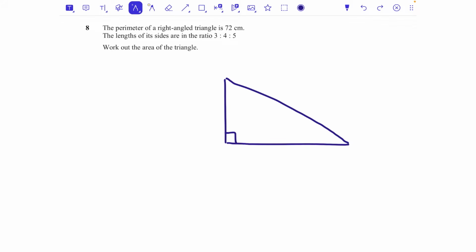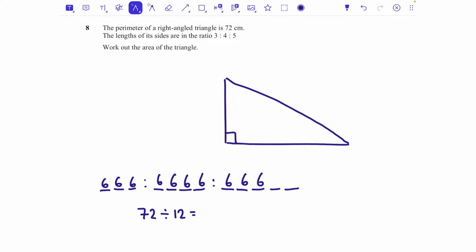So if we're sharing, we know that all the way around the outside, the perimeter is 72. So I'm going to share 72 in the ratio 3 to 4 to 5. So to do that, remember you've got 3 parts, 4 parts and 5 parts. So all together, I've got 12 parts. If I count up all those lines, I've got 12 parts. So I need to share that 72 equally over those 12 little lines. And 72 divided by 12 is 6. So I've got 6 centimetres on each of those little lines.